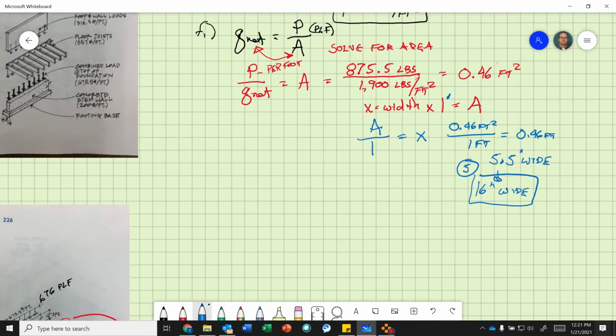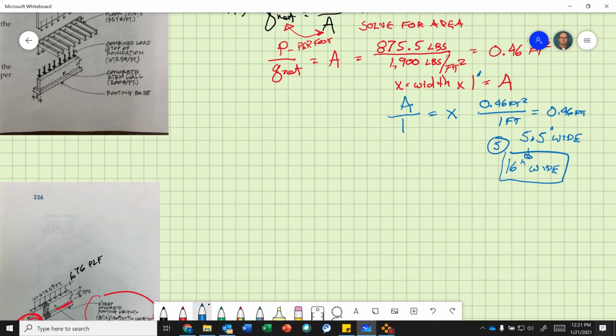Okay, all right, last problem. We're getting there. Determine the size of the interior footings. Okay, number 6. Interior footings.